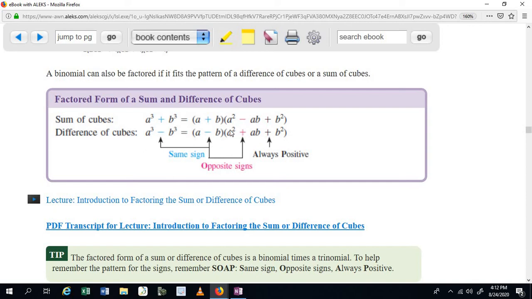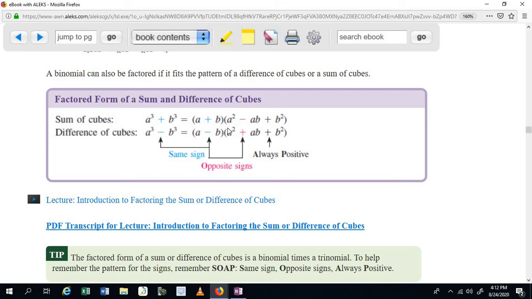But again, we're not going to be using it this way. We're going to be using it where we start with a cubed minus b cubed, and we factor it into this. Okay, so that's known as the sum of cubes and the difference of cubes.